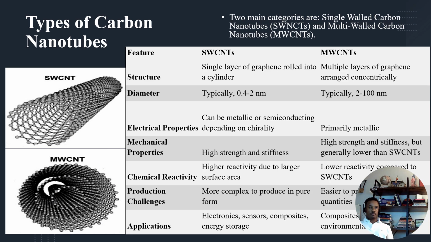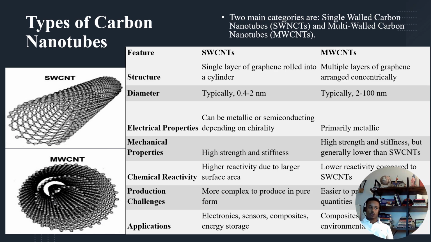So single-wall carbon nanotubes have higher reactivity because they have a larger surface area, whereas multi-wall carbon nanotubes have lower reactivity compared to single-wall carbon nanotubes, but still they are very reactive, just to compare the two. Production challenges: to produce any kind of carbon nanotubes, it's really a complex process.